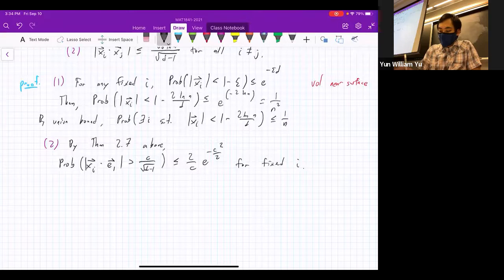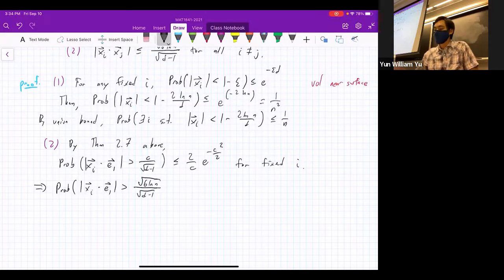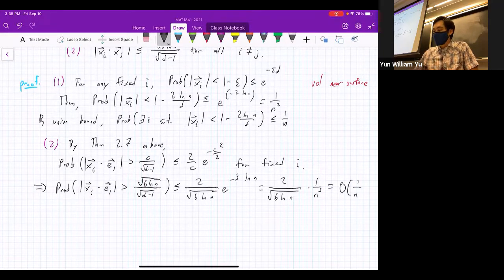And what else we can say is this implies that the probability that we just plug in the value for c we chose. So again, that was carefully chosen to cancel things out. So that probability that this is greater than the square root of 6 log n divided by square root of d minus 1. So we're letting c be equal to the square root of 6 log n. This is less than or equal to 2 over the square root of 6 log n e to the minus 3 log n, which is equal to 2 over the square root of 6 log n times 1 over n cubed, which is O of 1 over n cubed.